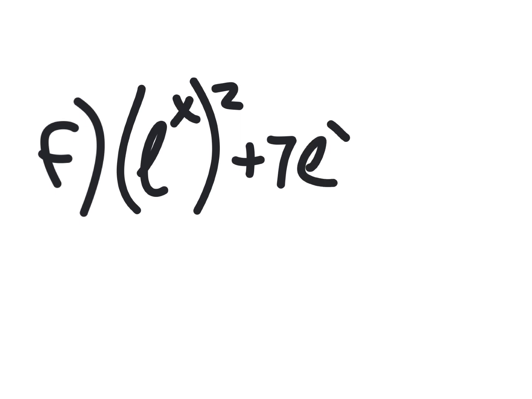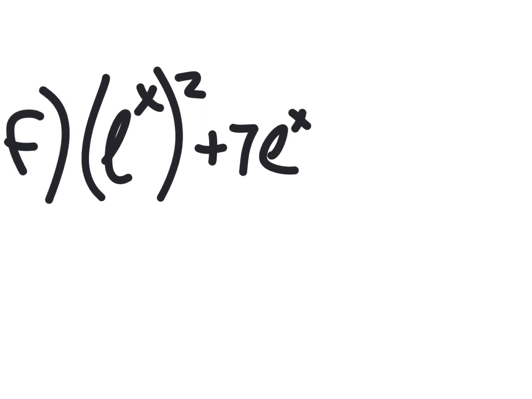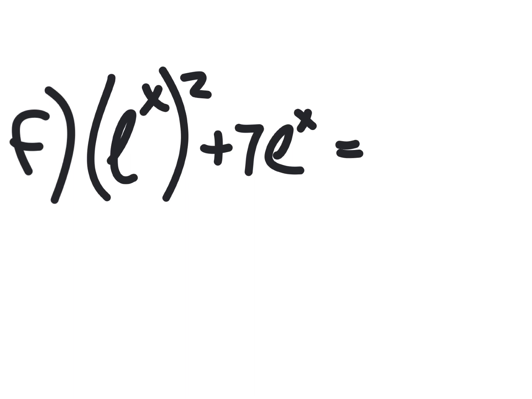e to the x squared is even more complicated, plus 7e to the x. Oh my gosh, it's getting really complicated, is equal to 8. Man, I would be lost, except I did say at the beginning that this was going to be a what? A U substitution.